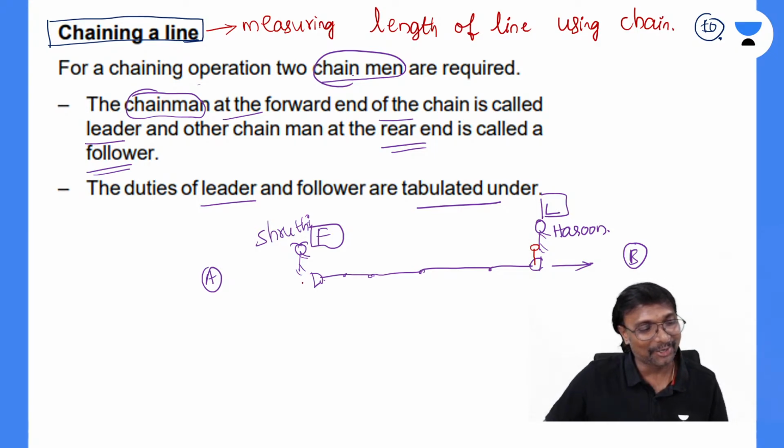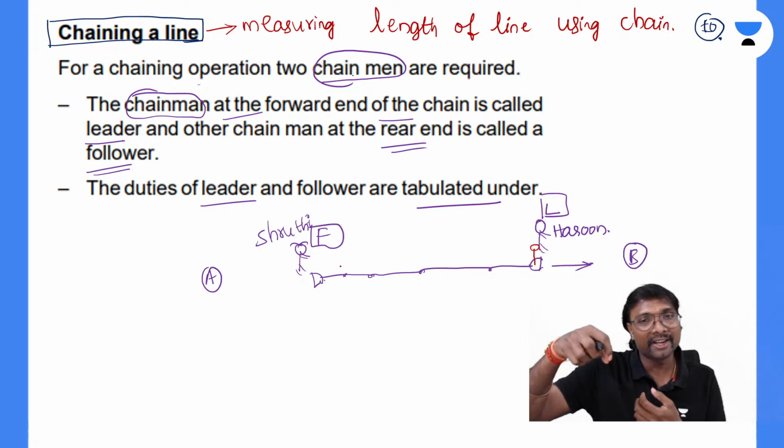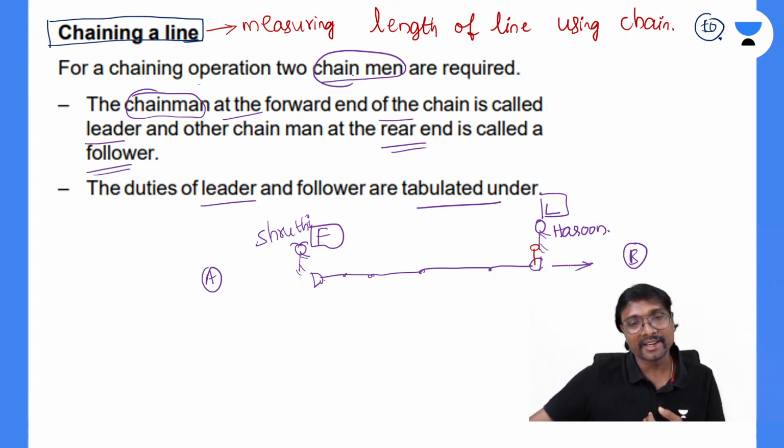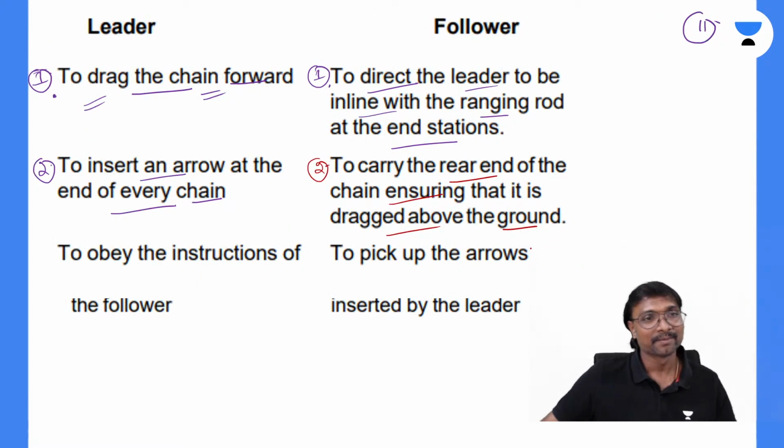So what will this follower be doing? The follower will be ensuring that the chain is moved above the ground, and until the leader moves to the next one, the follower tells him, "I have reached the arrow, you just stop." She will say it like that. Now, what is the third one?